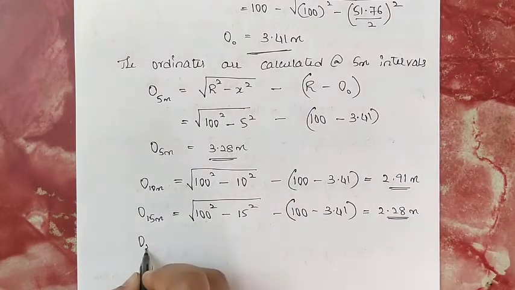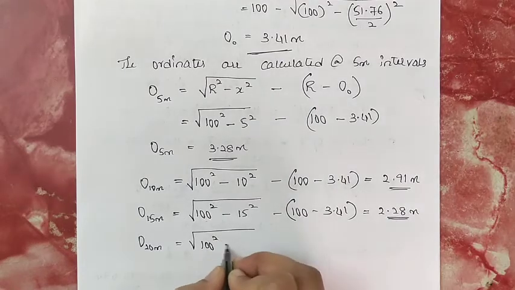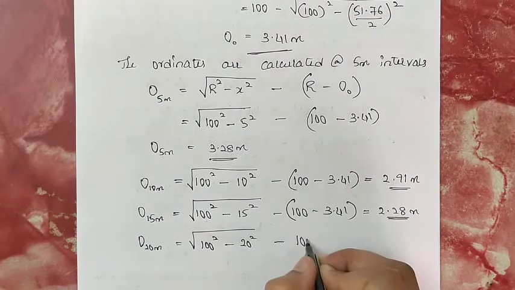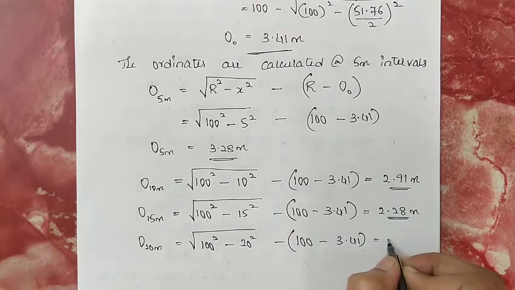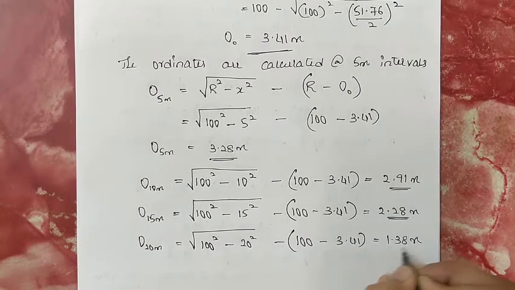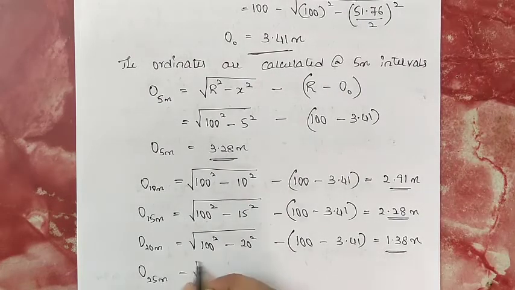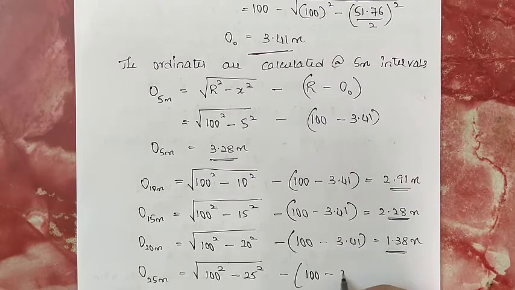Similarly, calculate O at 20 meter: square root of 100 square minus 20 square, minus R minus O naught, that is 100 minus 3.41. Upon simplification, you will get 1.38 meter. Last, you need to calculate O at 25 meter: 100 square minus 25 square, minus 100 minus 3.41. You will get 0.23 meter.